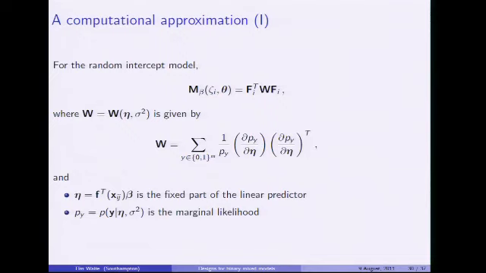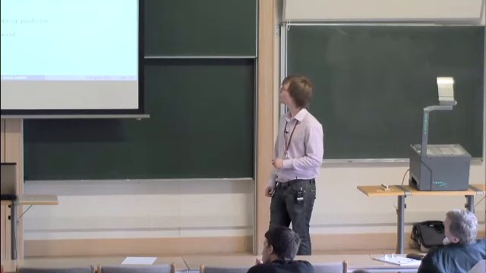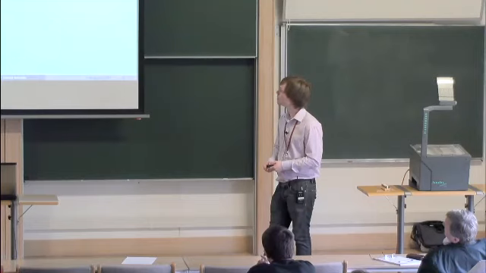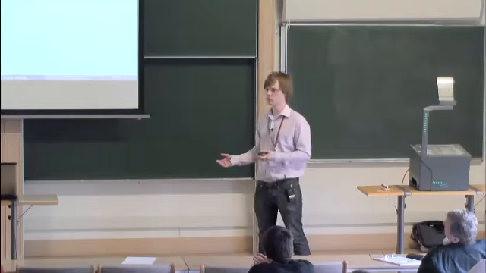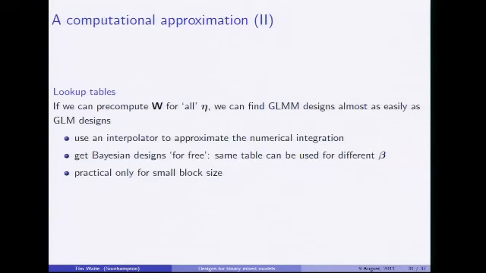The thing is that given sigma squared, this weight matrix only depends on the vector which contains the fixed parts of the linear predictor, eta. And that's nice because if we can go away and pre-compute this W matrix for essentially all values of eta that might be relevant to our design problem, then we can find GLMM designs almost as easily as we can find GLM designs. So what we actually do is pre-compute this W on a grid of eta values. And then to get W at points in between that grid, we're going to use some kind of interpolation scheme. So we actually use bilinear interpolation.